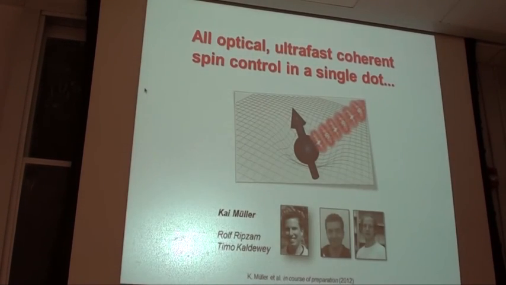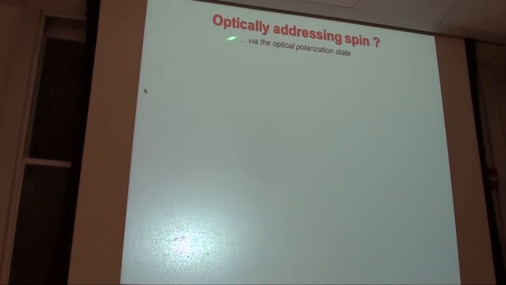So I'm going to move to the first of the scientific topics I wanted to talk about today, which is zero magnetic field, all-optical, ultra-fast coherent spin control in a single quantum dot. And I want to acknowledge it's the PhD work of one of my students, Kai Müller, together with two master students in my group. Now, we've already talked about optically addressing spin. I don't have to tell this audience how we do that.